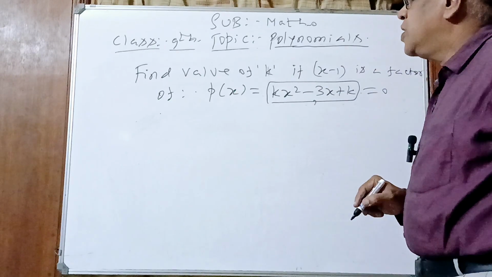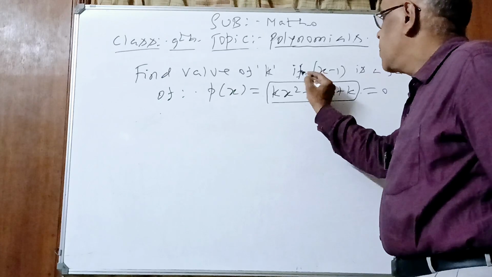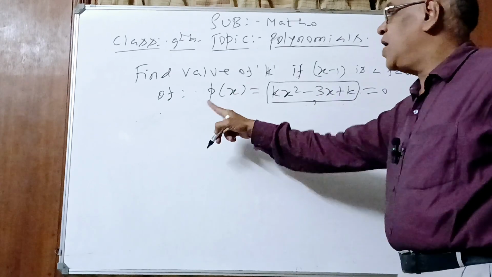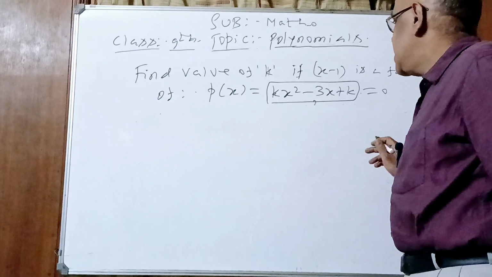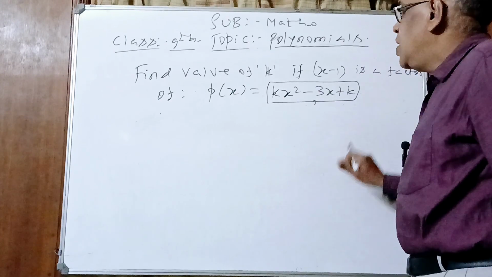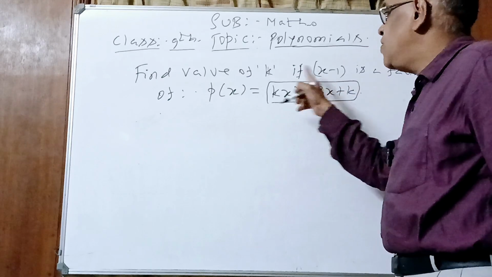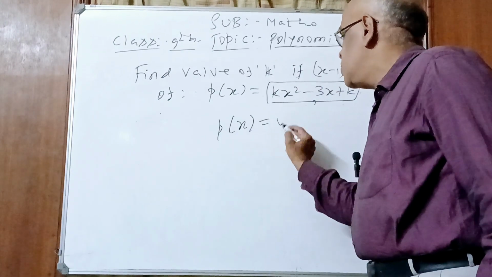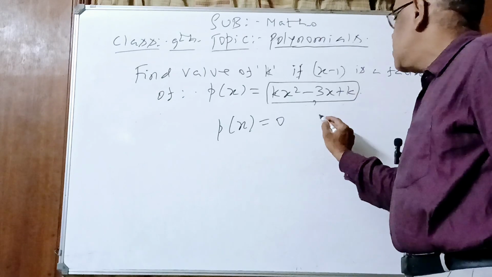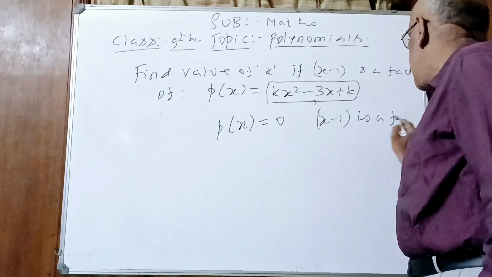Now, our next question. Find the value of k if x minus 1 is a factor of this polynomial p of x, kx square minus 3x plus k. Understood? Now, what you have to do? You have to find the value of k if x minus 1 is a factor. If x minus 1 is a factor, then p of x should be 0. X minus 1 is a factor, children. Yes or no? Is a factor.